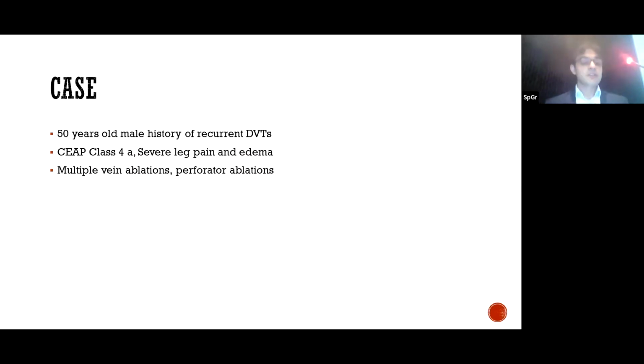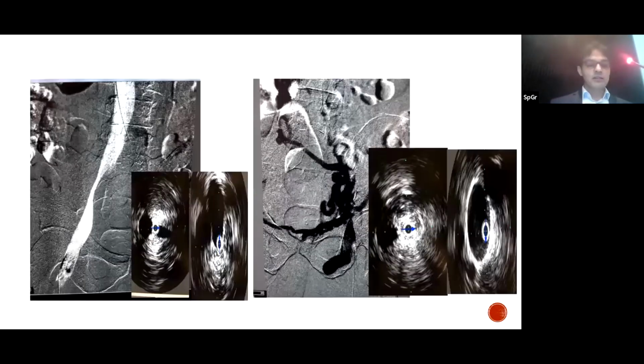This is another 50 year old male with a history of recurrent DVTs. When you think about recurrent DVTs, always think about obstruction somewhere. He has CEAP class 4, severe leg pain and edema that was affecting his quality of life. He was going to an outpatient vein center for multiple vein ablations and perforator treatments. Again, it's a 5-minute procedure, gets paid really well, but no one is looking at the underlying cause.